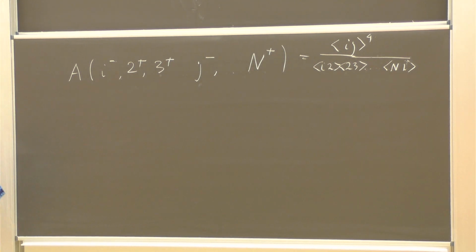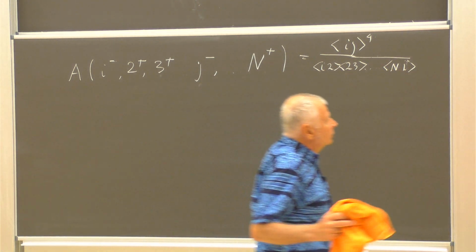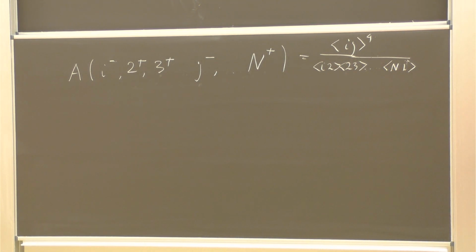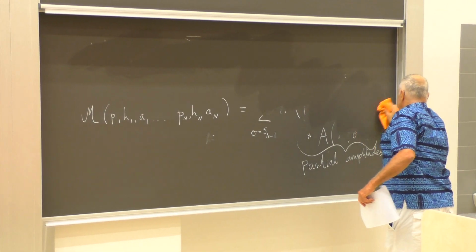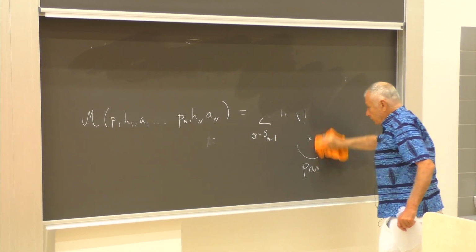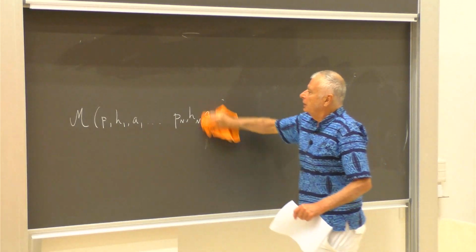Soft limits are the limits in which the photons or gluons have 0 momentum. That's what I'm going to do next. I won't be using partial amplitudes anymore. For that, it's better to use full amplitudes.